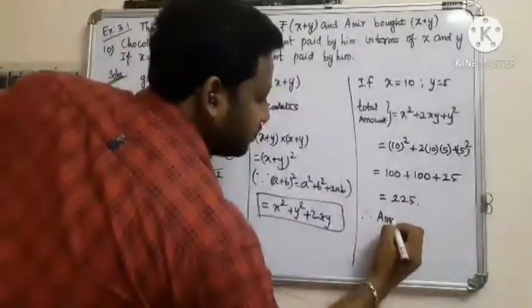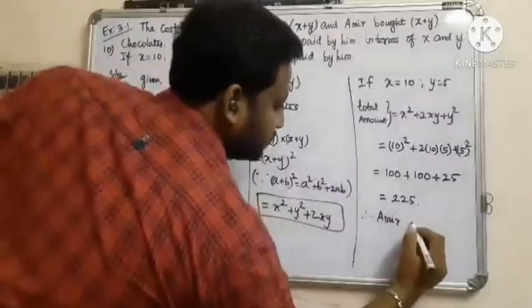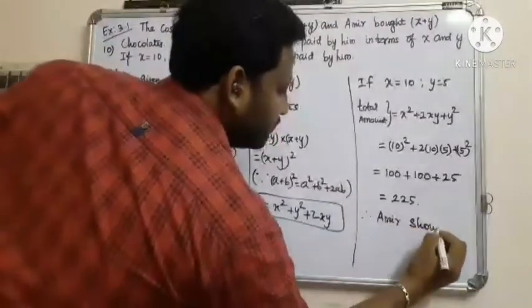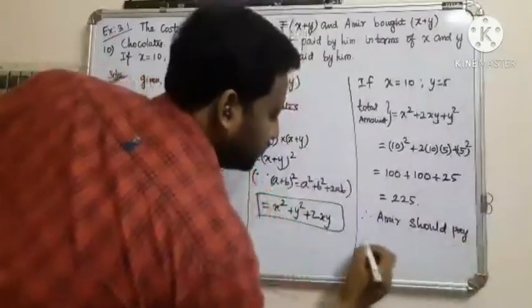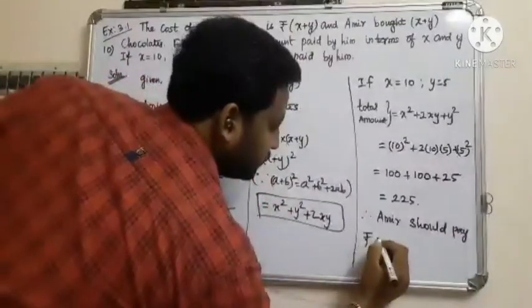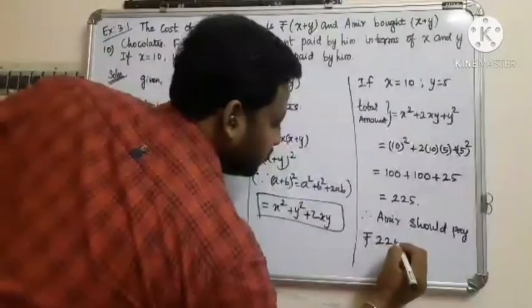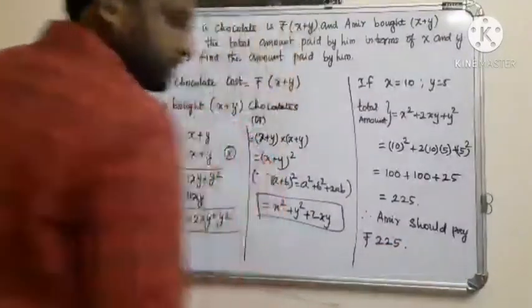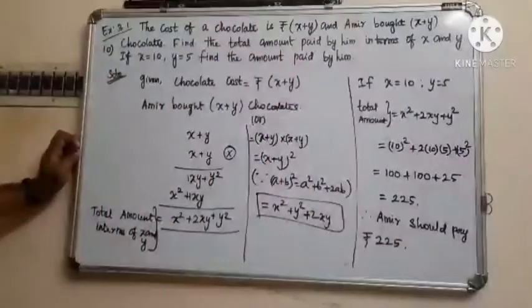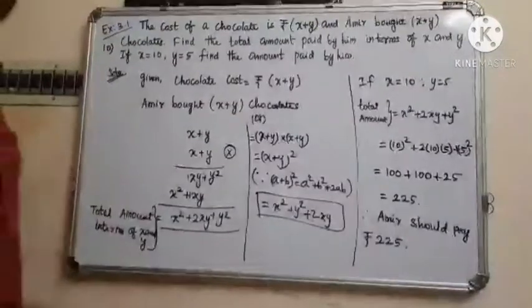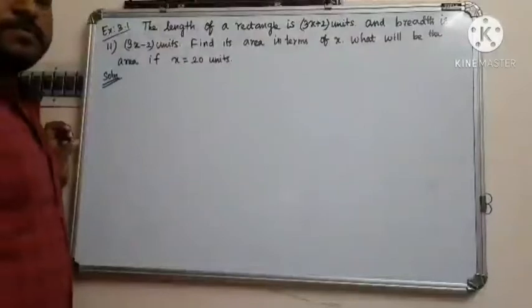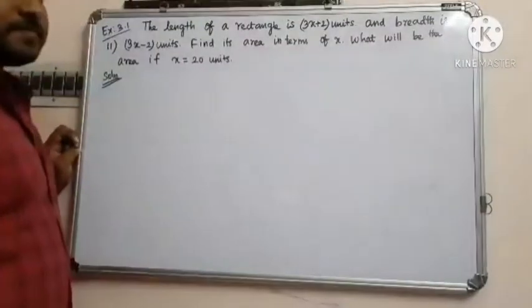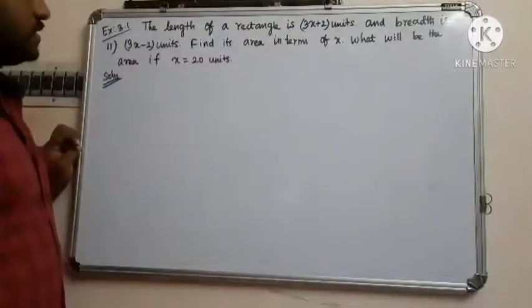So therefore, Amir should pay 225 rupees. Clear? So this is an important 5-mark question. Now we move on to the 11th question. This is a very important 5-mark question.